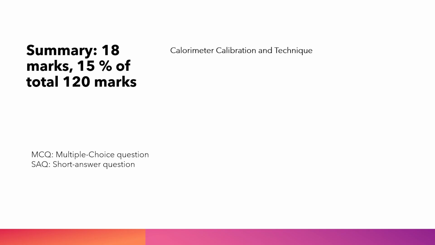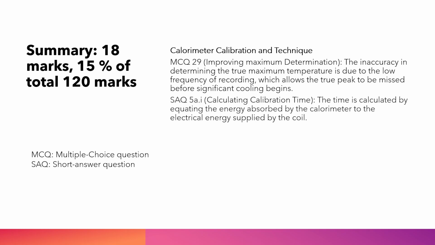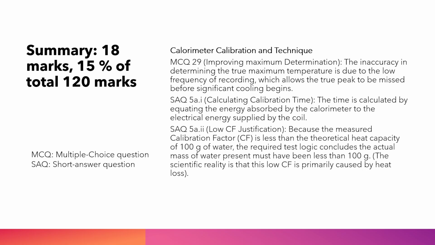Calorimeter calibration and technique. MCQ 29. Improving maximum determination. The inaccuracy in determining the true maximum temperature is due to the low frequency of recording, which allows the true peak to be missed before significant cooling begins. SAQ 5a.1. Calculating calibration time. The time is calculated by equating the energy absorbed by the calorimeter to the electrical energy supplied by the coil.